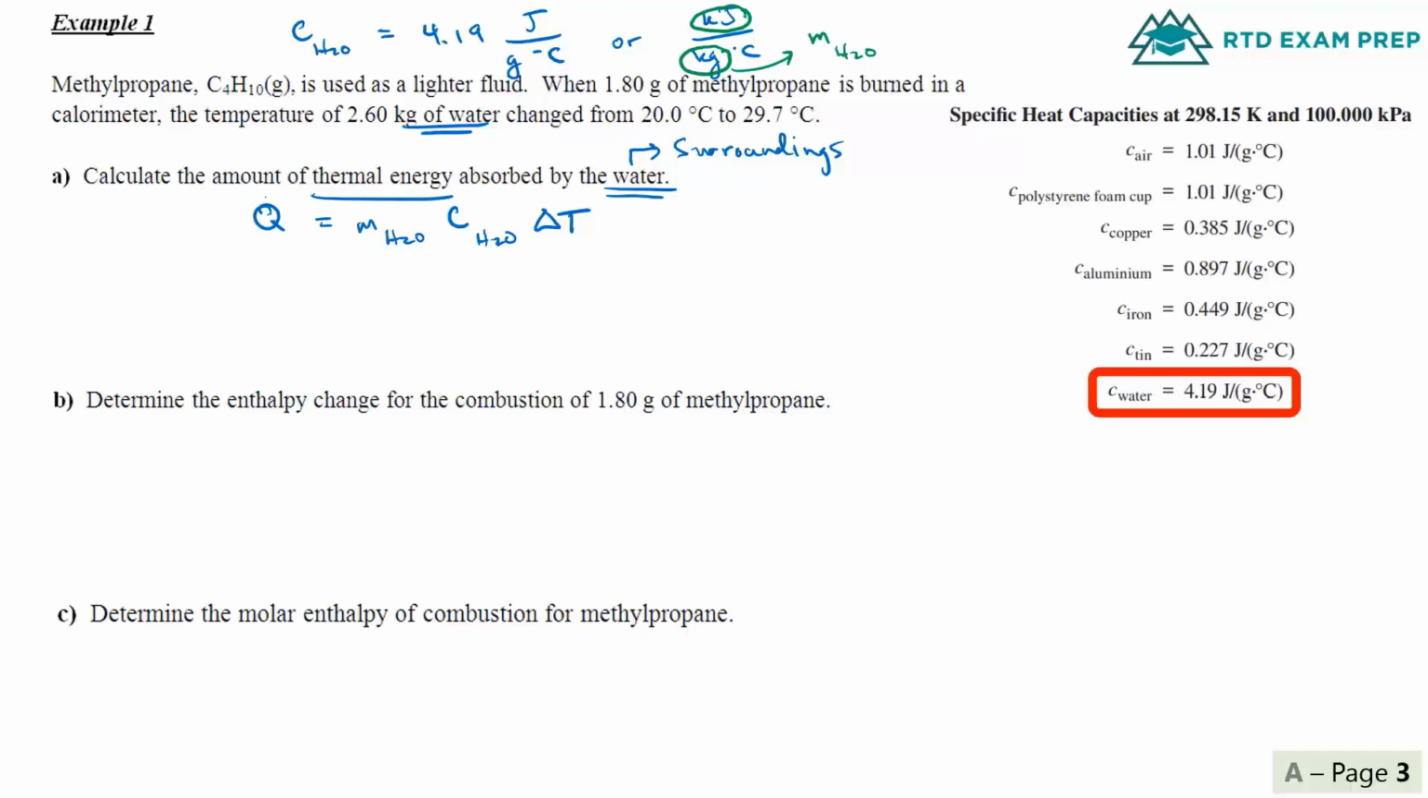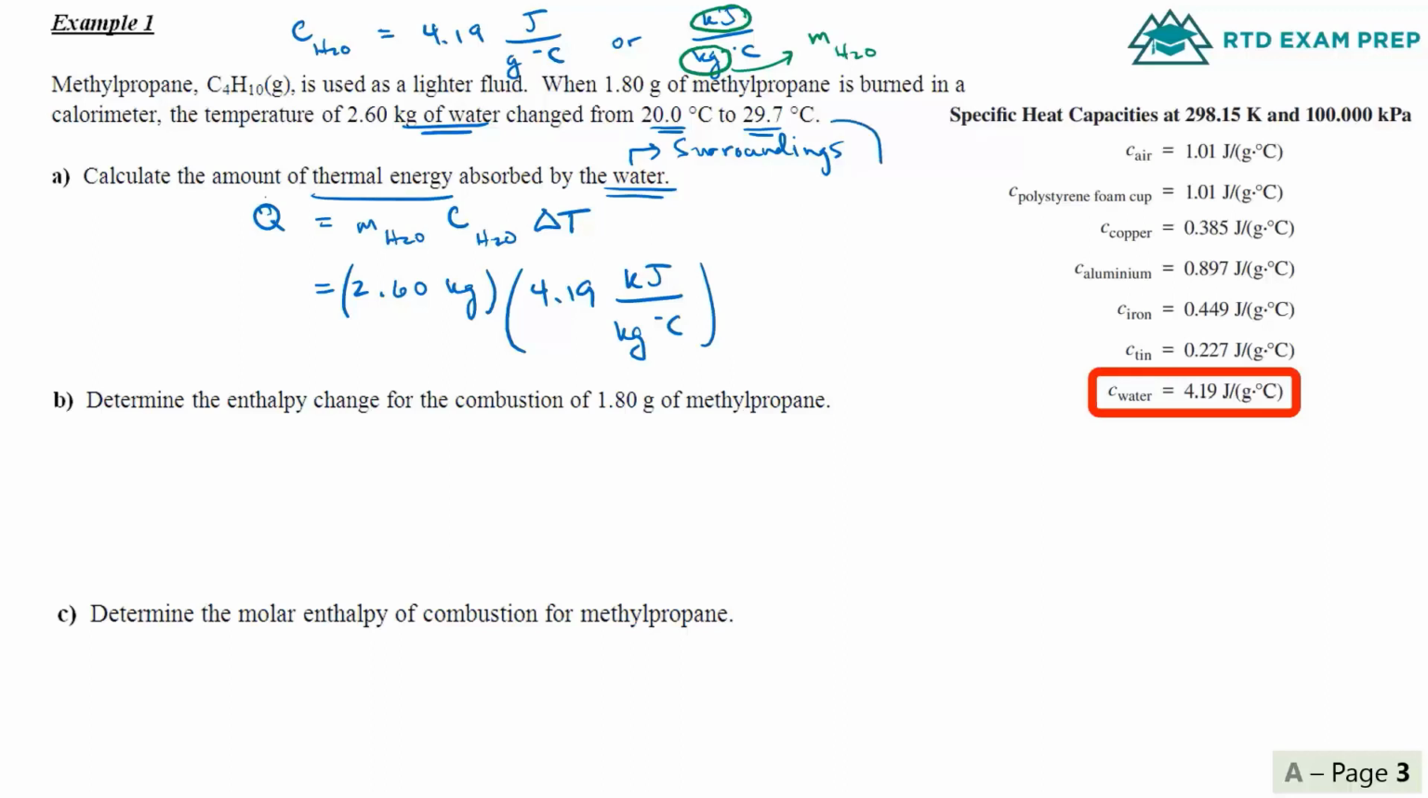Okay, so here's the idea: we're going to use these units of kilojoules per kilogram degree Celsius. The reason why is because we have a mass of water in kilograms. Let's actually put all these values into our formula. Our mass of water is 2.60 kilograms. If we take a look at our specific heat capacity for water, it is 4.19 kilojoules per kilogram degree Celsius. And of course, here we have two different temperatures. We have an initial temperature, which is 20 degrees Celsius, and a final temperature, which is 29.7 degrees Celsius.